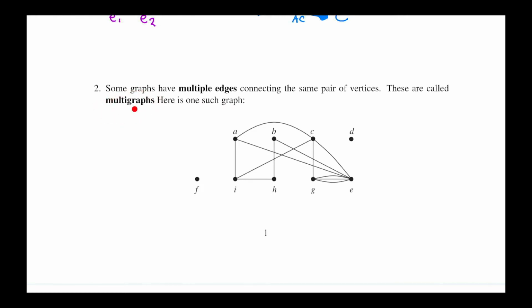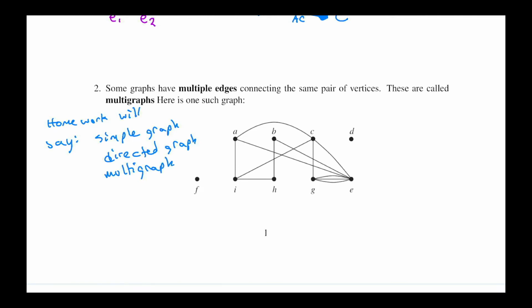These names are going to be a little bit important. There's a little chart later on in the notes, and you will have to pay some attention to it, because the homework is going to say stuff like simple graph, directed graph, multigraph, and you just have to know what the implications of those are. It's not hard or anything. It's just you have to be aware that these names have meanings.